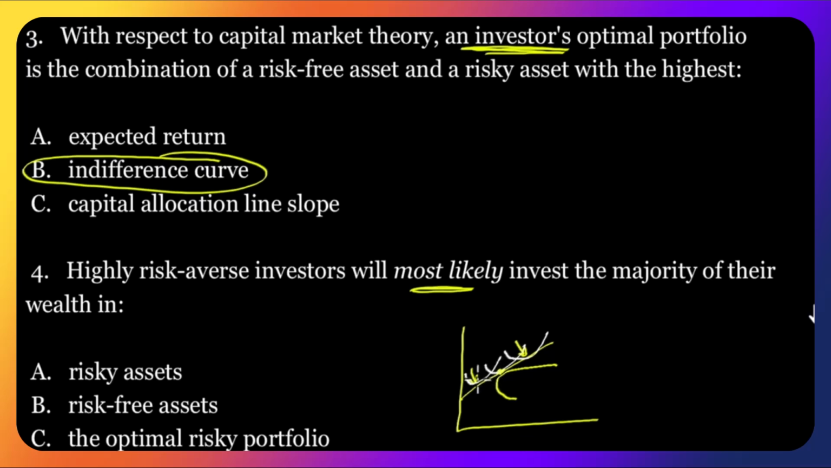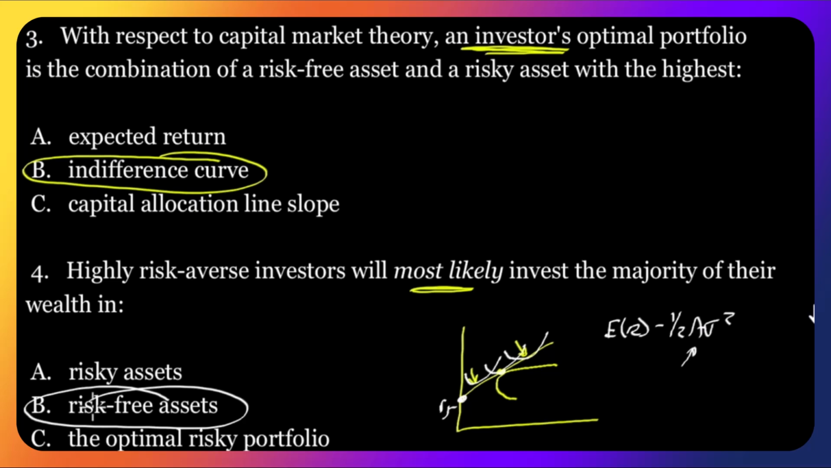The higher the A is, remember it was the expected return minus 1/2 A sigma squared, the measure of risk aversion. The higher the A, the more risk averse. Well, the higher the A, the closer we get here. This is the risk-free asset down here. This is the optimal portfolio. So highly risk-averse investors will most likely invest the majority of their wealth in risk-free assets.